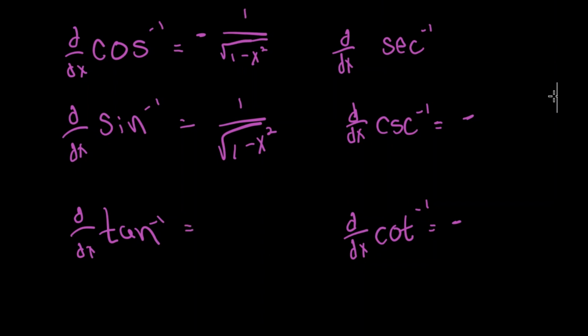And with tangent, it's just 1 over x squared plus 1. Now, with tangent and cotangent, these are the only ones where you'll see x squared and 1 being added to each other. These are the only ones where they're adding, right? So with cotangent, it's just going to be 1 over x squared plus 1. It's literally the same thing, but just a negative.